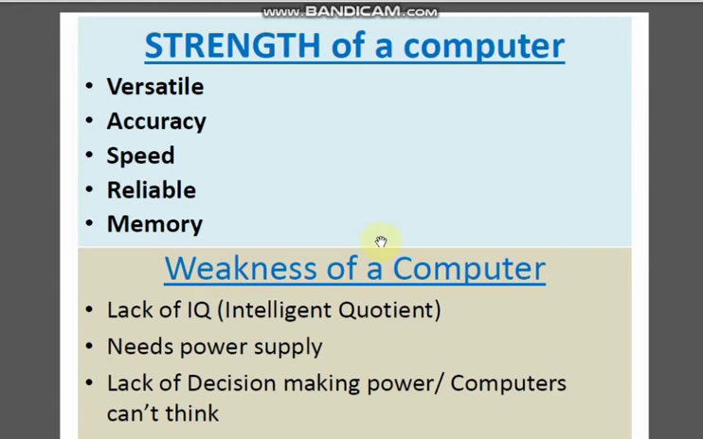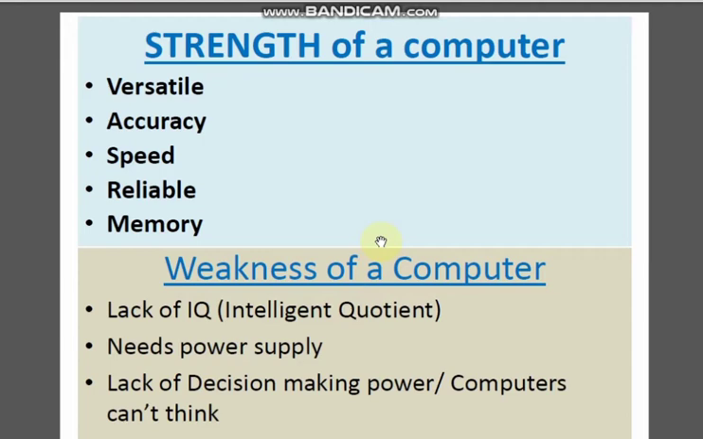Memory. Yes. The last point which we will discuss in the strengths of a computer is memory, because a computer has immense memory. A human has very little memory in comparison to a computer. A computer can keep a lot of things, a lot of data or instructions stored in it. So a computer has the strength of high storage. High storage capacity can be called memory.